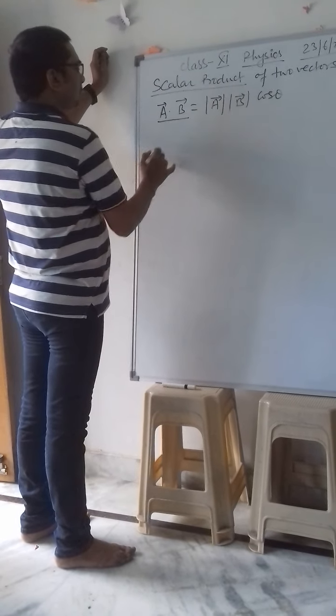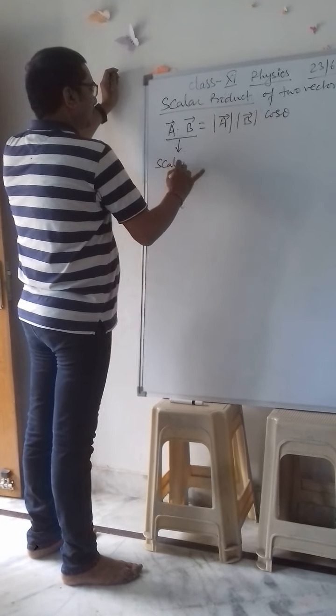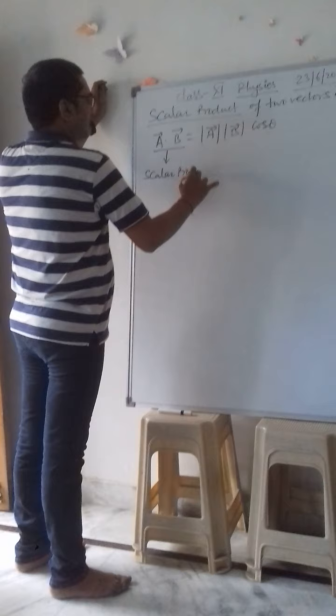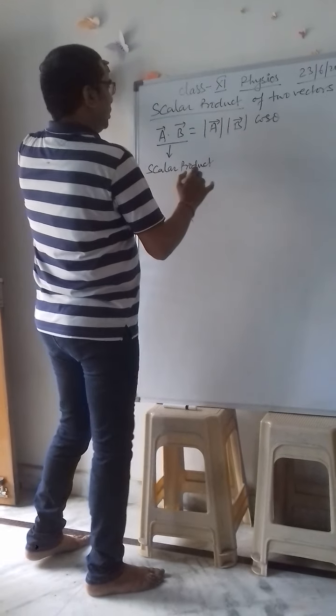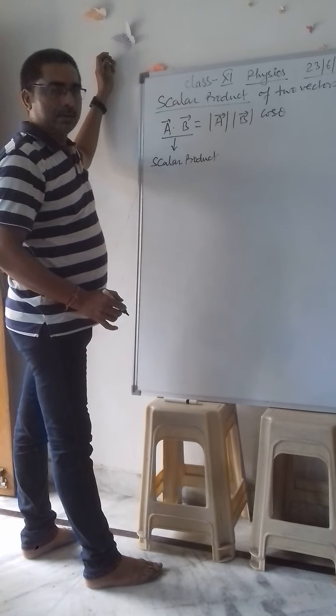This is the symbol of scalar product. And this is the cosine of the angle between two vectors.